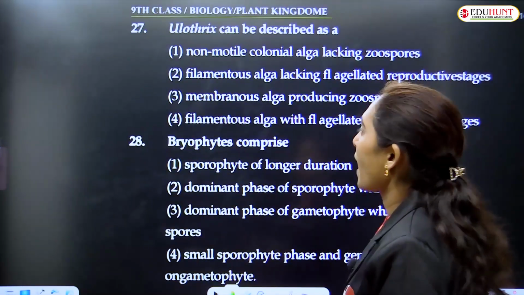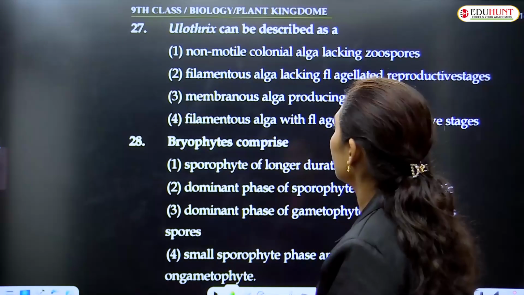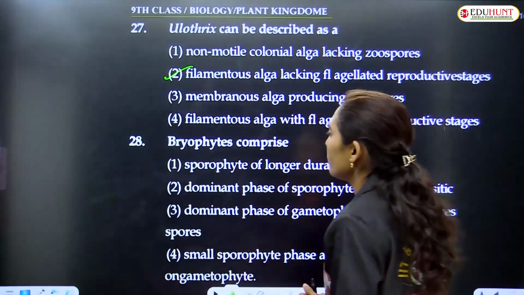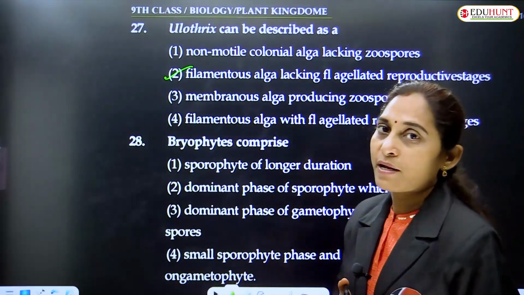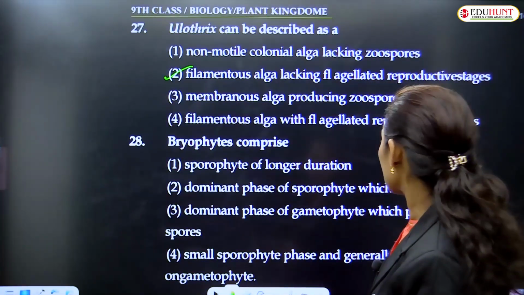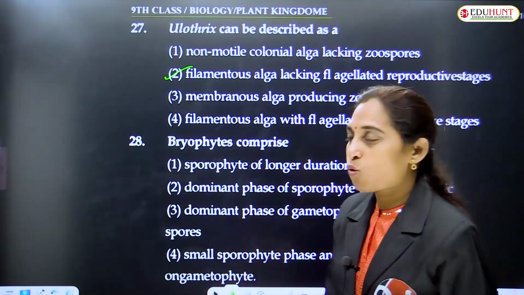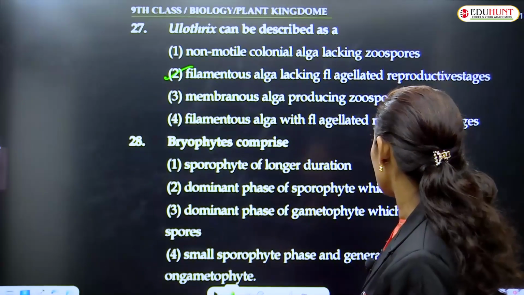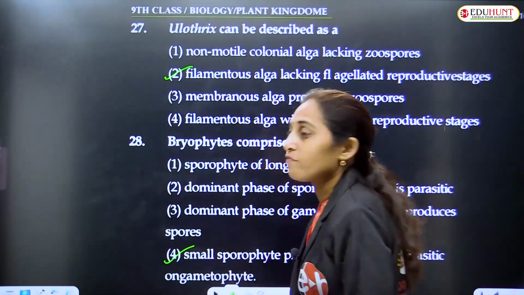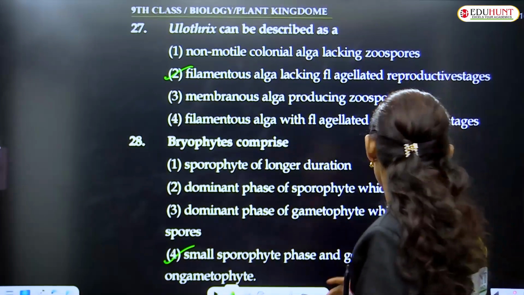Ulothrix can be described as a filamentous alga lacking flagellated reproductive structures. It is the correct answer. Bryophytes comprise a sporophyte of longer duration, dominant phase of sporophyte which is parasitic, dominant phase of gametophyte which produces spores, or a small sporophyte phase generally parasitic on the gametophyte. The correct one is the small sporophyte phase which is generally parasitic on the gametophyte.